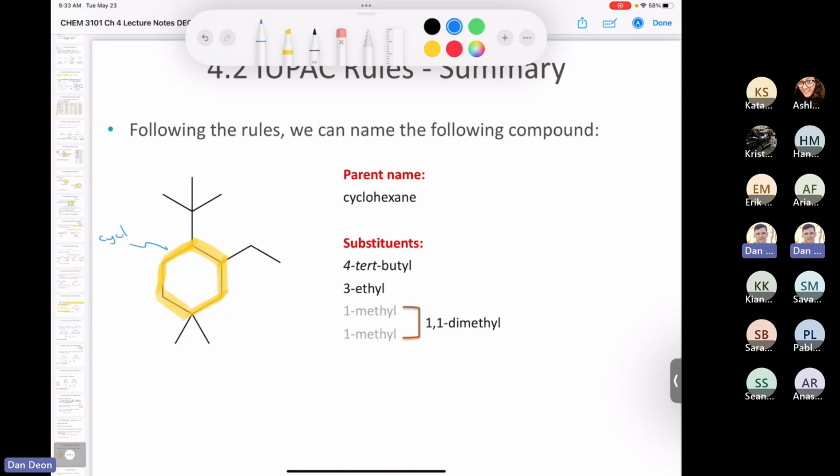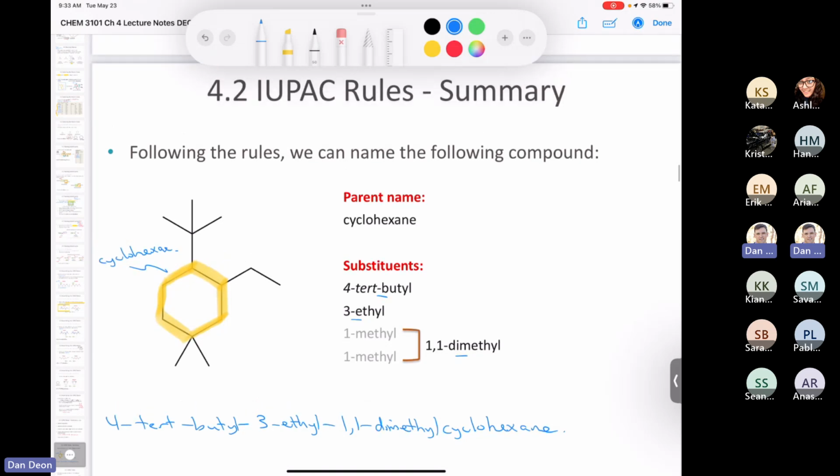Yeah, cyclohexane. So we're going to put 4-tert-butyl, 3-ethyl, and then dimethyl. So this is going to be 4-tert-butyl, 3-ethyl, 1,1-dimethyl, because we ignore the prefix di. Dimethyl cyclohexane. There you go, 4-tert-butyl, 3-ethyl, 1,1-dimethyl cyclohexane. Wow, that's a long one. All right.